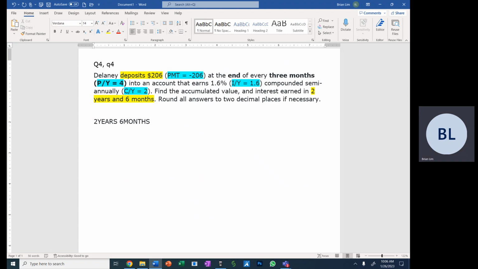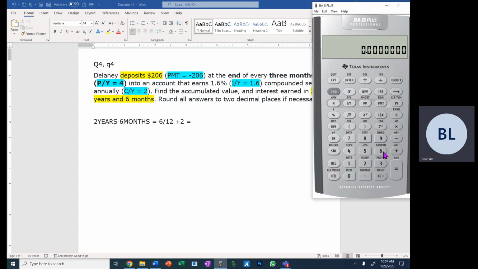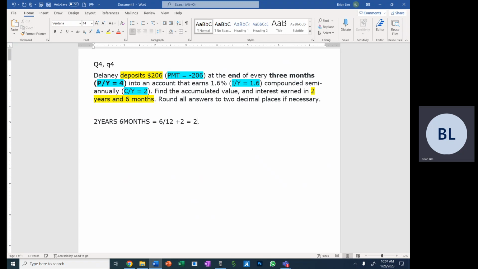So we can do the conversion by doing what? Well, we could take the 6 divided by 12, and that would make it years. And then we add 2, then we should get something like probably 2.5. Let's try it on the calculator. So we go 6 divide by 12, then we add 2, and we get 2.50. Okay, so that's 2.50 years.